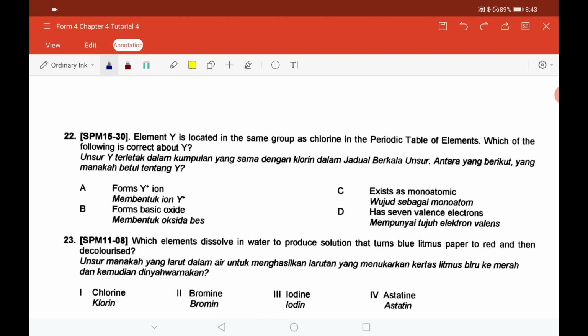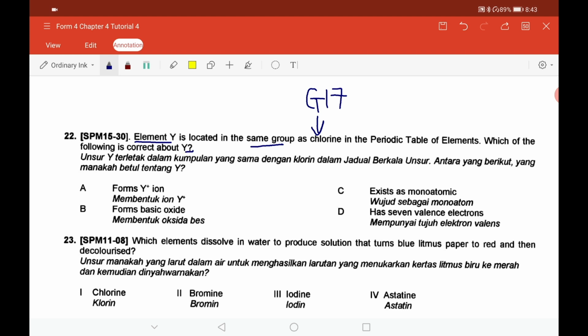So the first question is coming from SPM 2015. This is a past year question. The question mentions that element Y is located in the same group as chlorine. From here we know chlorine is in group 17. Since element Y is located in the same group, element Y also comes from group 17. Which of the following is correct about element Y?